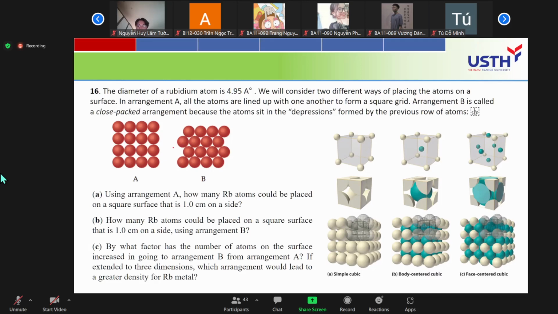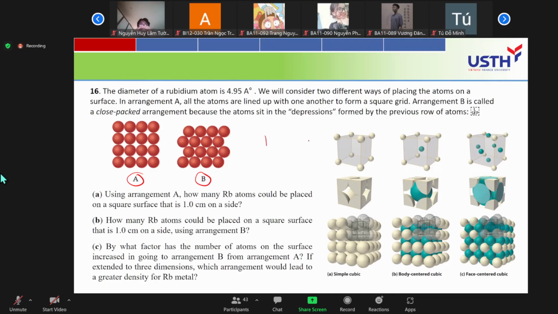The first one you have to understand: there are two types of arrangement of the atoms in bulk or in the solid state. We have a loose pack arrangement like A, or a close pack arrangement like B. So firstly, let's consider that you make a monolayer of rubidium atoms on the surface of a square with 1 centimeter on the side.